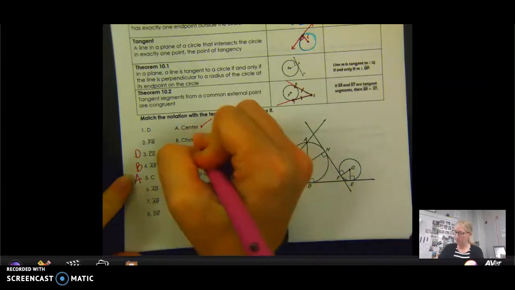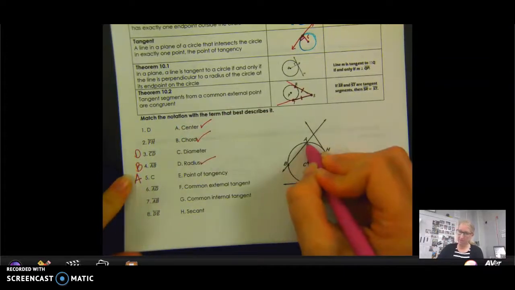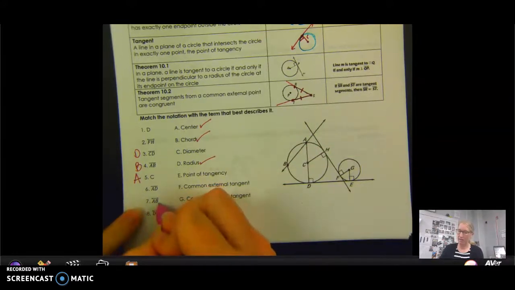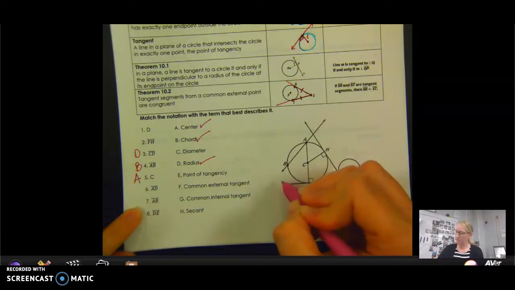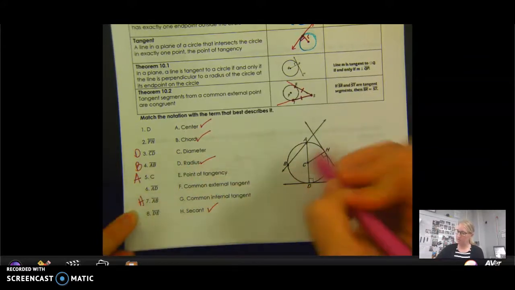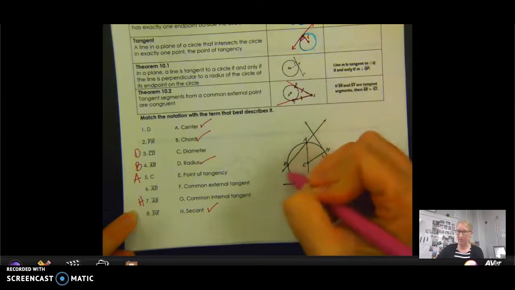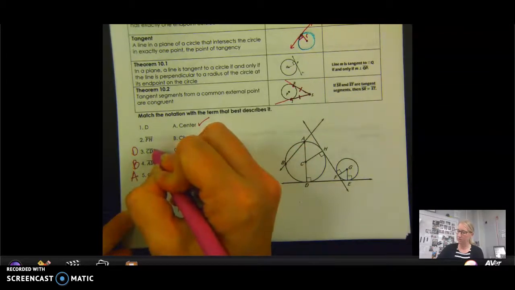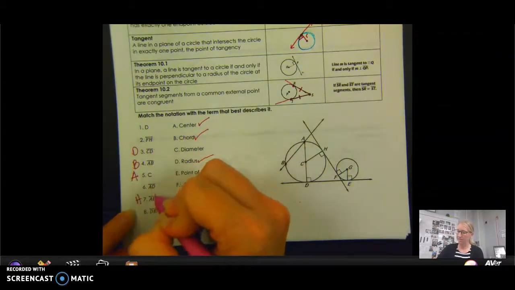That is B. It ends on the endpoints because we're not saying it's a line. So down here we have line AB. Line AB would be our secant. That is H, our secant. Because remember, a secant is a line that hits the circle in 2 places. But a chord is just a segment. So this is the difference between a segment right here and a line right here.